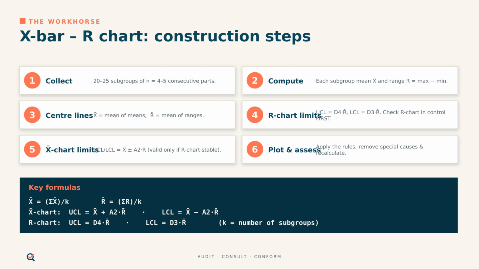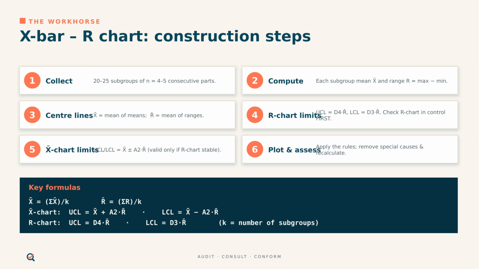1. Collect 20 to 25 subgroups of 4 or 5 consecutive parts. 2. For each subgroup, compute the mean and the range, where range is simply the largest value minus the smallest. 3. Find the center lines, the average of the means and the average of the ranges. 4. Calculate the range chart limits using the D constants and check the range chart is in control first.